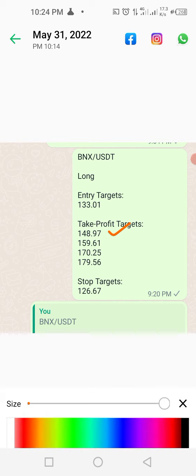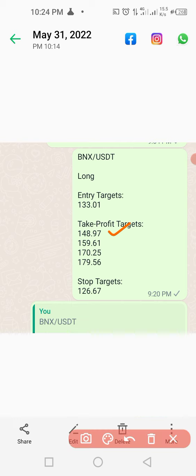And if I still want to stay in the trade, I can decide to take my profit when the target hits 159.61. I can decide to set it to 170 or 179. It depends on the capital you are using, and at the same time how you have mind in handling trades. So all this you need to set up while setting up your trade.